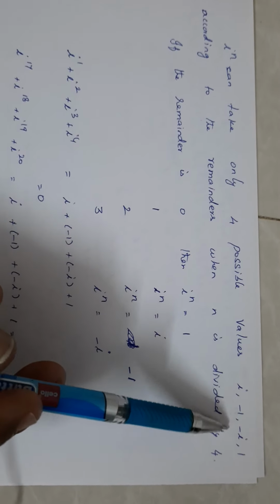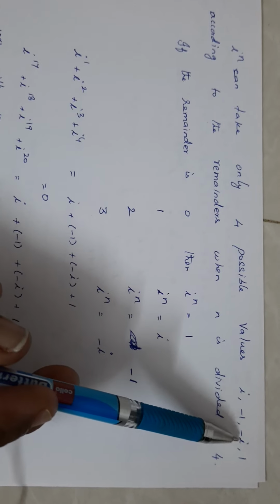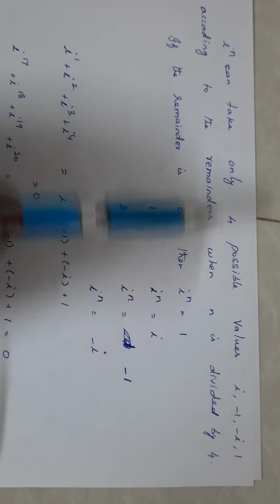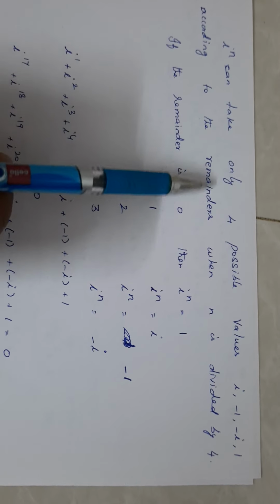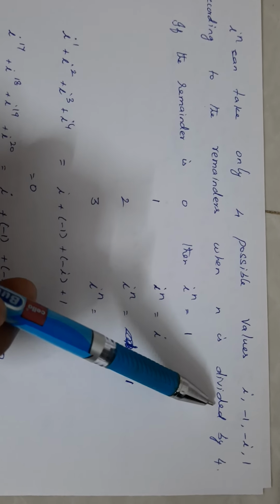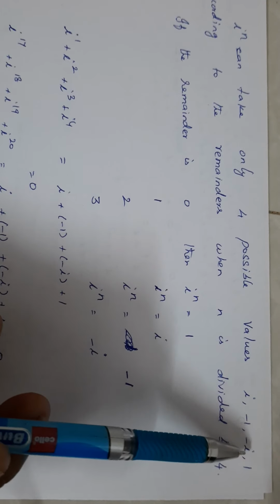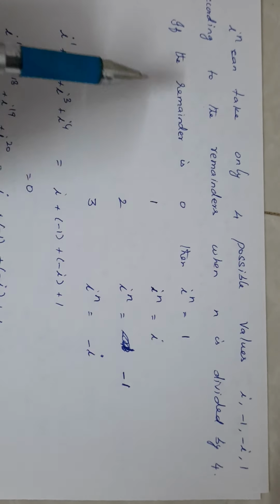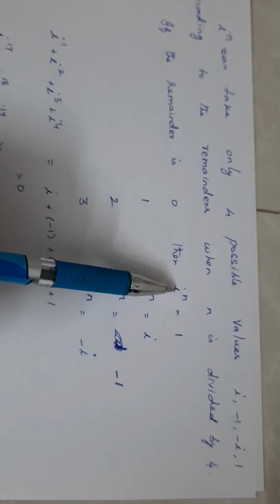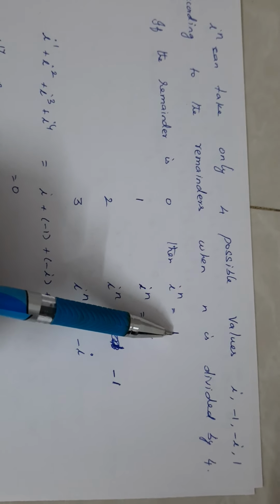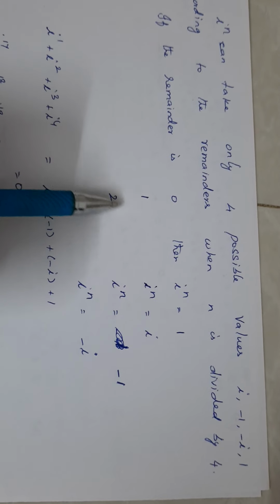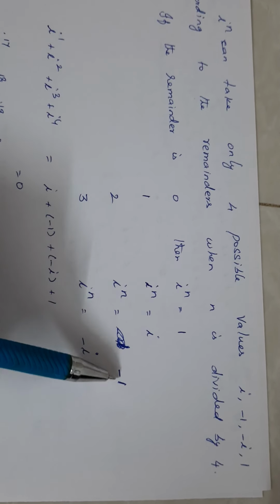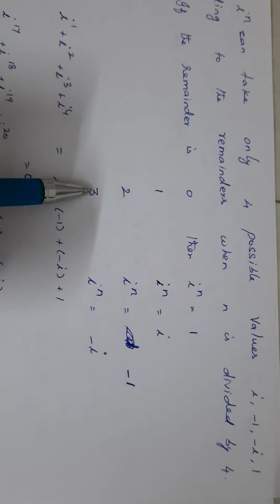So how will you find out which one is I, which one is minus 1, which one is minus I and which one is 1 if the n is too big? So there is a rule that according to the remainders, when n is divided by 4, we get the values I, minus 1, minus I and plus 1. So if the remainder is 0, then I power n will be equal to 1. If the remainder is 1, then I power n is equal to I. If the remainder is 2, then I power n will be equal to minus 1. And if the remainder is 3, then I power n is equal to minus I.